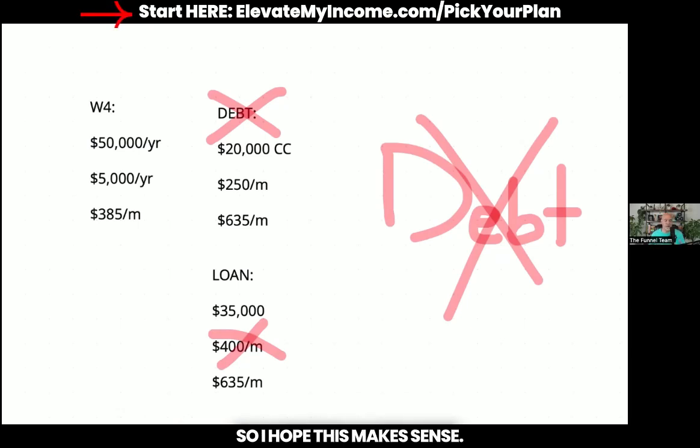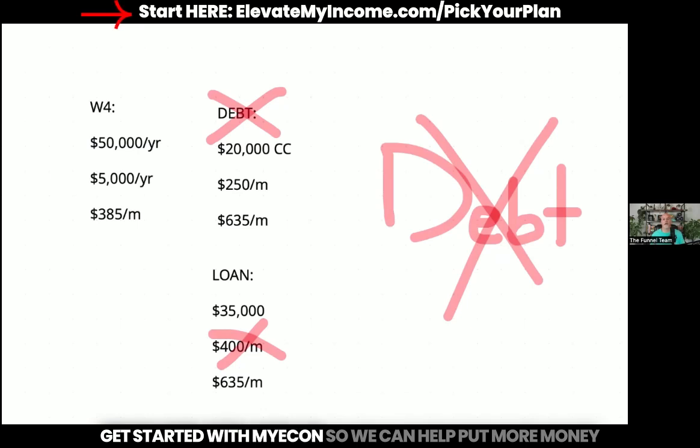So I hope this makes sense. All of this will be spelled out for you inside of your myEcon membership. I just wanted to give you an overview to show you what this process actually looks like so you can see it for yourself. So plain and simple, if you want to put more money back in your pocket, if you want to chip away at your debt, and you want to do all this legally, ethically, and in the best way possible, right now in 2024 or at the time that you watch this video, get started with myEcon so we can help put more money back in your pocket and show you the best ways to get back into the black, my friend, and get back to good.